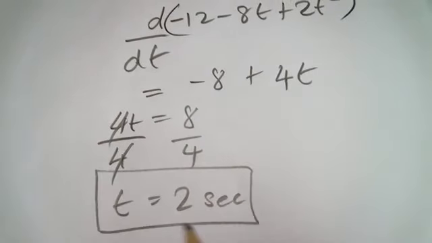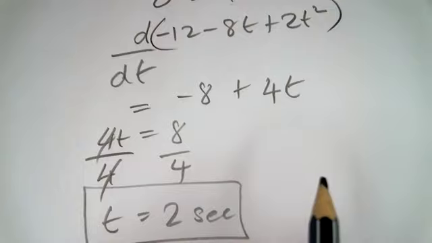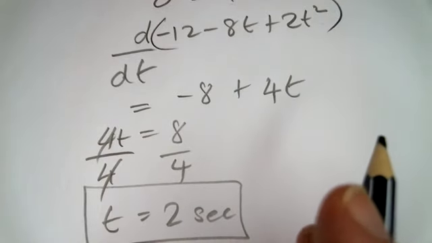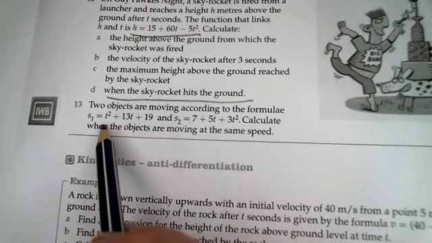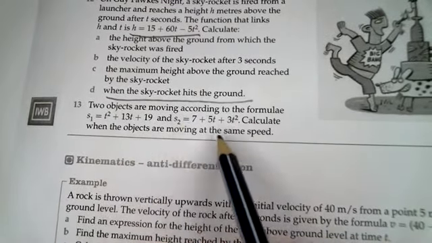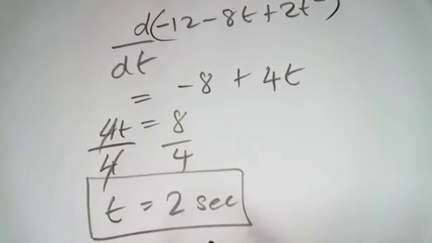So again, you want a statement explaining that, and I think the thing is to go back to the question and state that the two objects will be moving at the same speed when t equals 2. Yeah? So that would be one way of doing that.